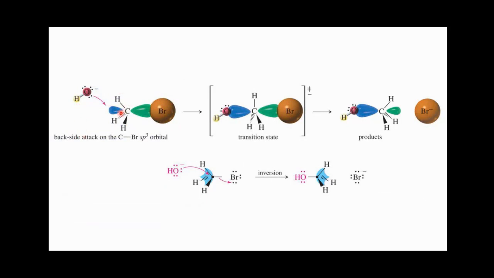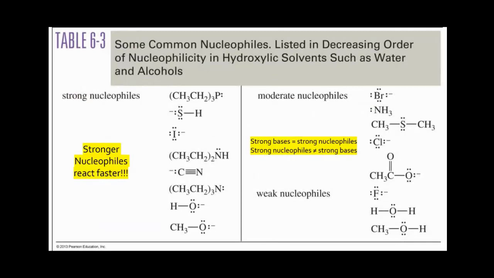All right, so you have a nucleophile here. It will attack this electrophilic carbon, and at the same time, it will kick out the bromine. Here's the list of strong nucleophiles and weak nucleophiles. Obviously, the stronger ones will react faster.